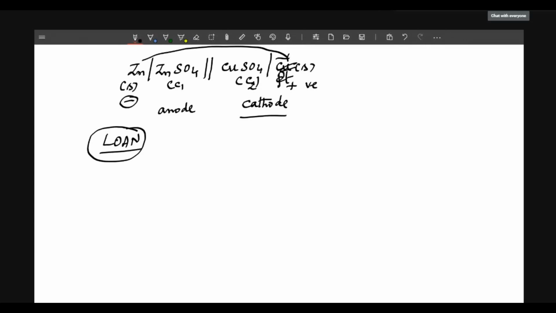So then, in this voltaic cell, whether anion and cation movement would be there or not.